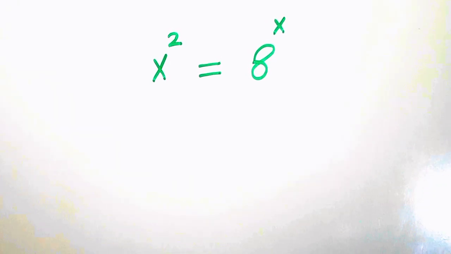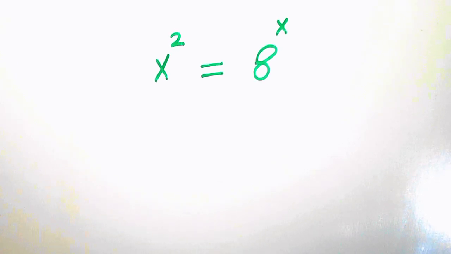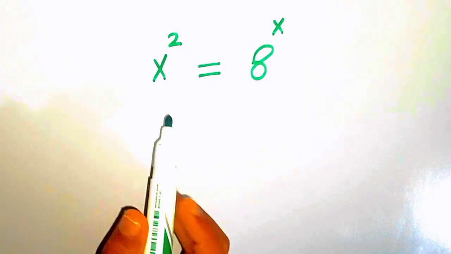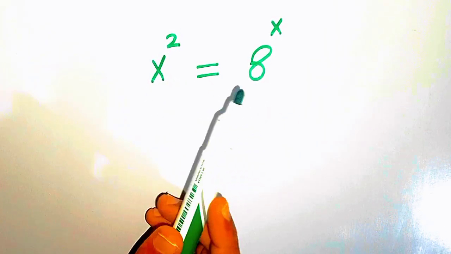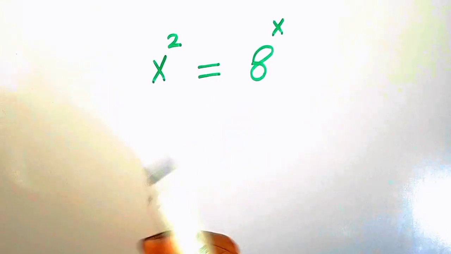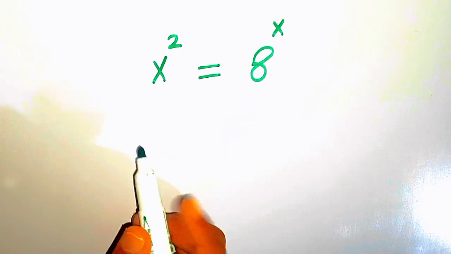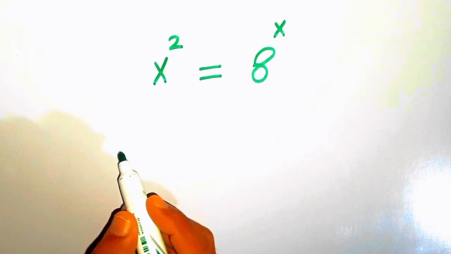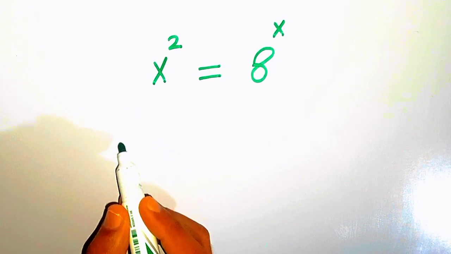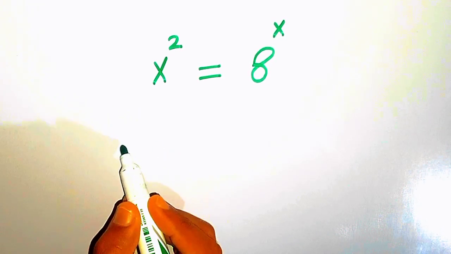Hello everyone. In this mathematical video we solve an exponential equation and find the value of x. Our equation is x^2 = 8^x. In the first step we take ln, the natural log, on both sides.